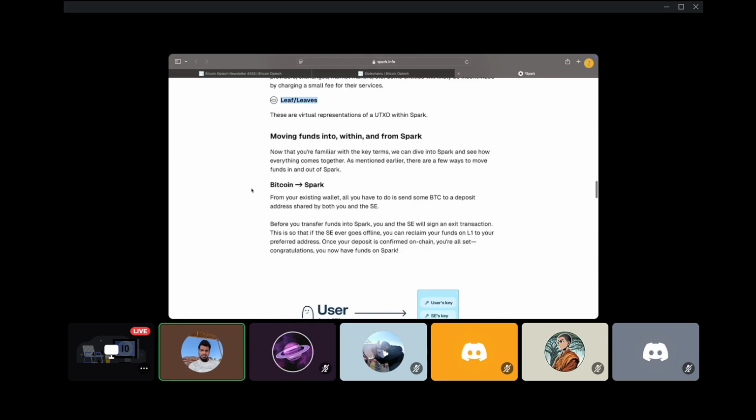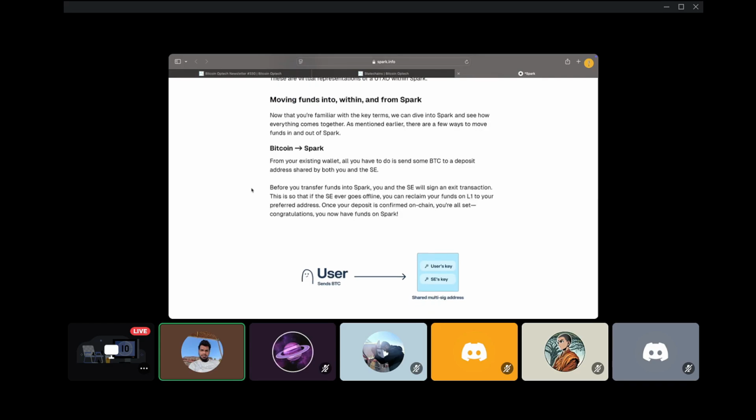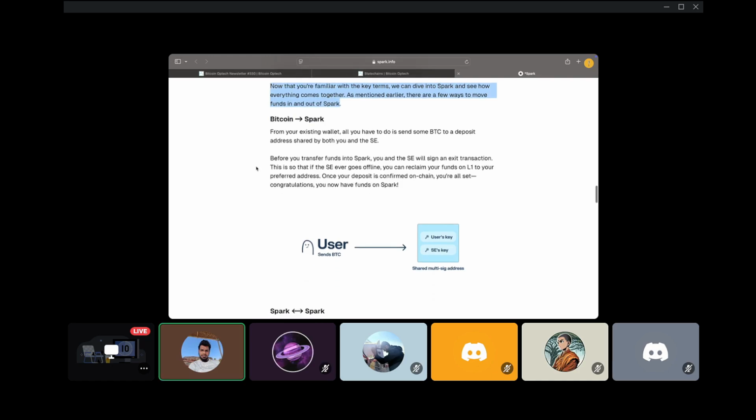Moving funds into, within, and from Spark. Now that you're familiar with the key terms, we can dive into Spark and see how everything comes together. As mentioned earlier, there are a few ways to move funds in and out of Spark. So from the mainnet, how do you go to Spark?